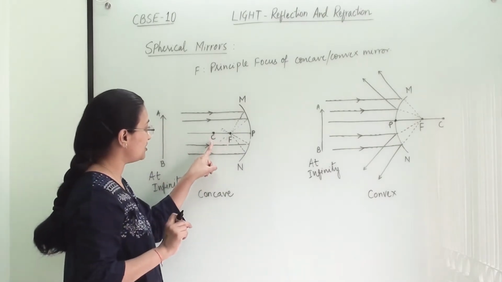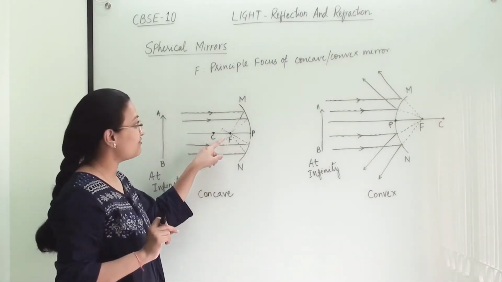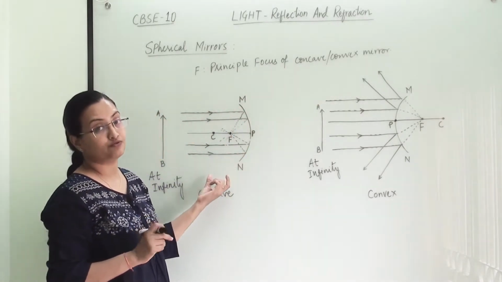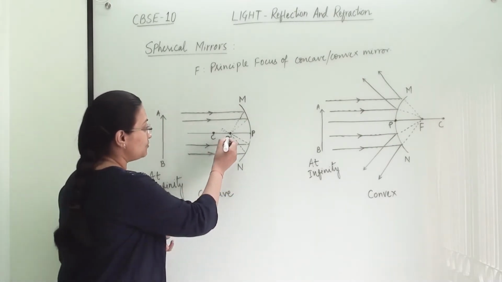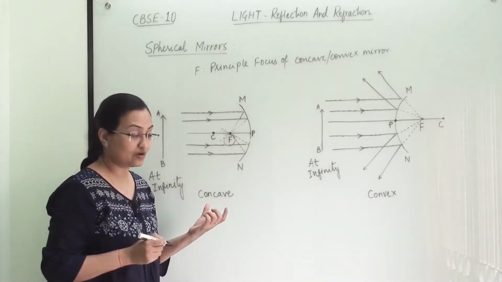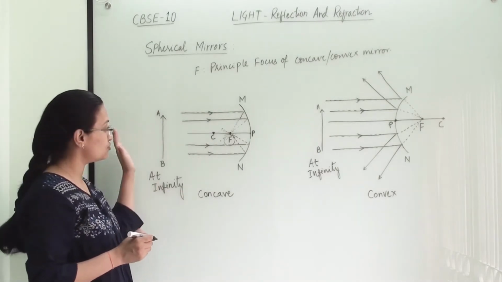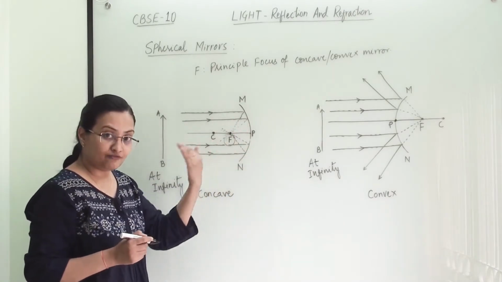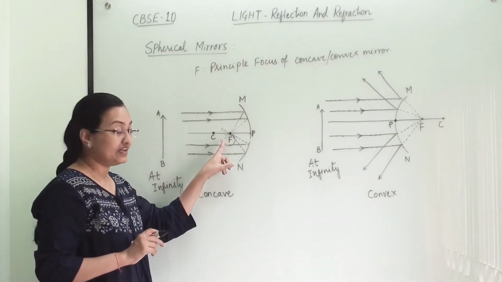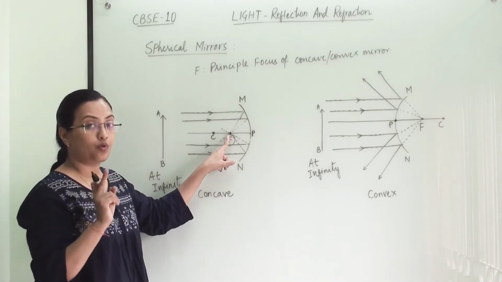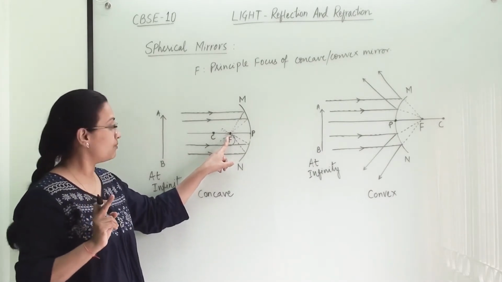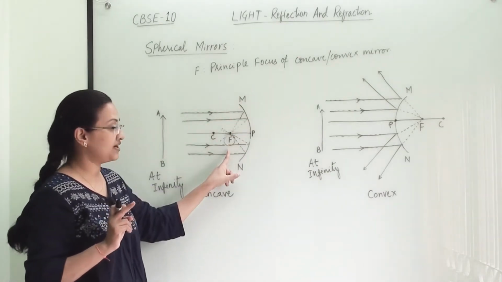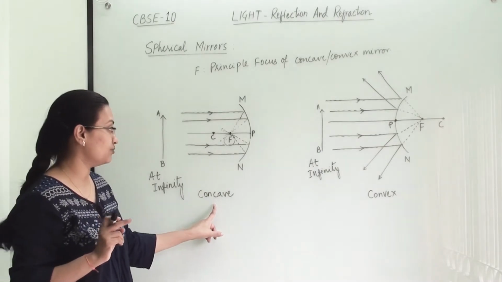So F point is in between C and P, and what is this F? It is the principal focus of the concave mirror, and we denote it with F. So when we place an object at infinity and those parallel rays strike the concave mirror, they will reflect back and intersect with each other at one particular point on the principal axis. That point is known as the principal focus of the concave mirror.